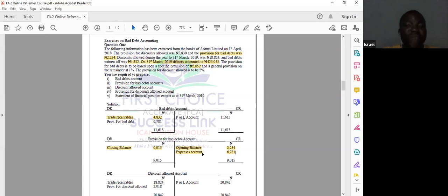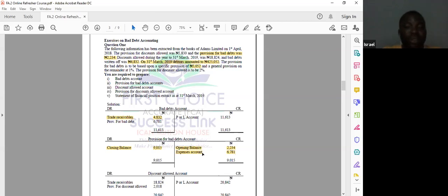Now, if you transfer it straight to your profit or loss account, it means that on your profit or loss account, you'll be seeing what we call provision for bad debt. But if it's transferred to bad debt, you are not going to see provision for bad debt there. What you're going to see is bad debt. It means that the totality of the figure is what you'll be seeing in your profit or loss account.